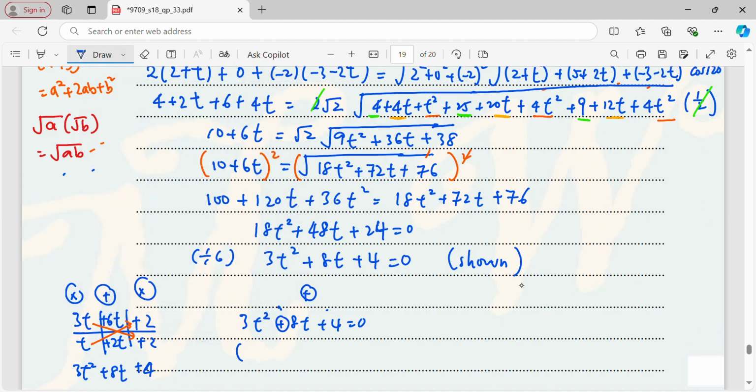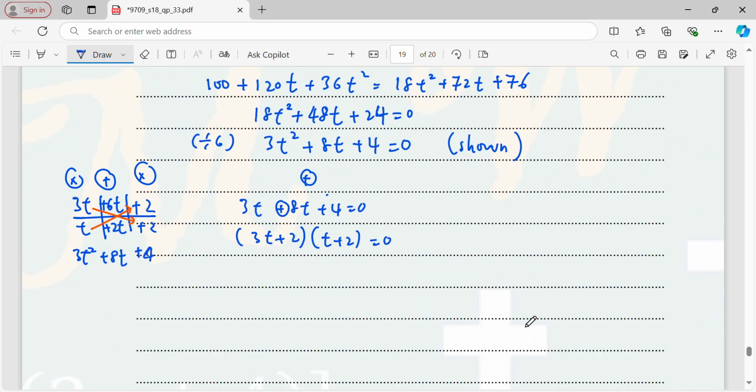Or probably you can just use calculator to get the root. Then from the root, you convert to factors. Then you will be getting 3t plus 2 multiplied with t plus 2 equals to 0. Then now here I get 2 t values. So either 3t plus 2 equals to 0, then your t equals to negative 2 over 3, or t plus 2 equals to 0, t equals to negative 2.